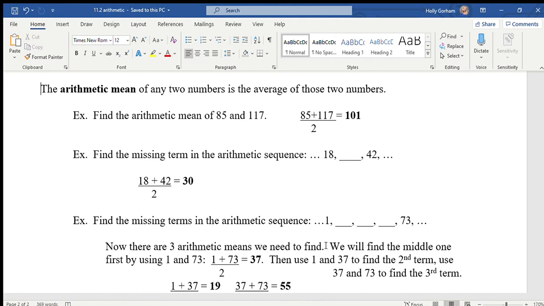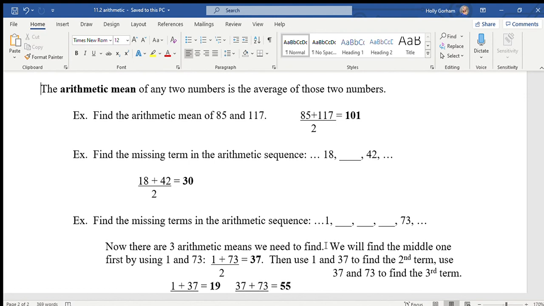The second example is basically the same question, it's just asked in a different manner. It says find the missing term in the arithmetic sequence, something all the way to 18, and then there's something between 18 and 42, and then it continues on. But because they tell you it's arithmetic, this is another way of asking for the arithmetic mean. So you just add 18 and 42 and then divide by 2, and that gives you 30.